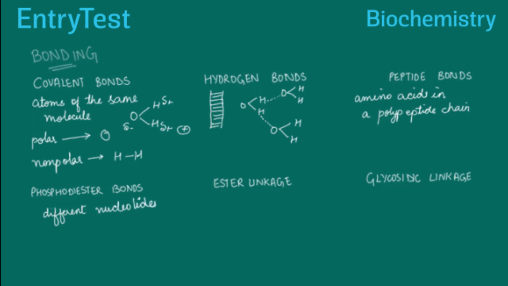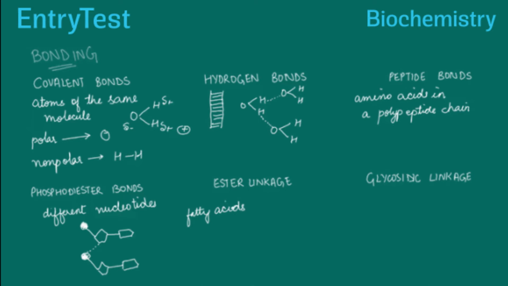So let me draw a rough structure for that. Let's suppose this is the phosphate molecule, and this is the sugar molecule, and this is the nitrogenous base. Now this bond over here that connects the sugar molecule to the next nucleotide's phosphate is going to be the phosphodiester bond.